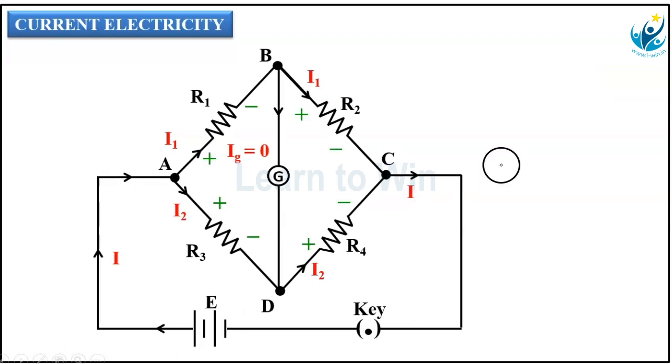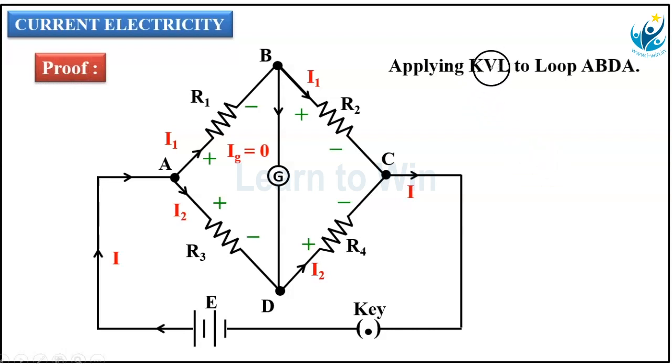Now, the proof that R1 by R2 is equal to R3 by R4. For that, apply KVL, Kirchhoff's voltage law, to loop A, B, D, A. For the ABDA closed loop, we are going to apply KVL. What is that? I am moving from A to B. If the current is along the same direction, then the product of current and resistance is negative.